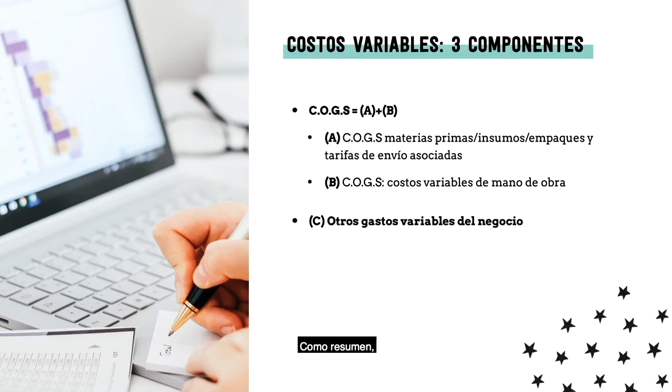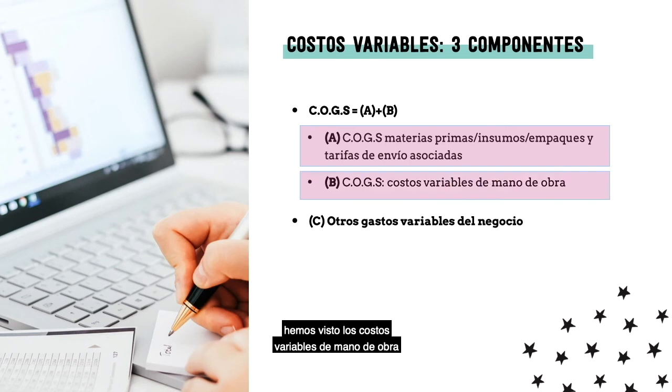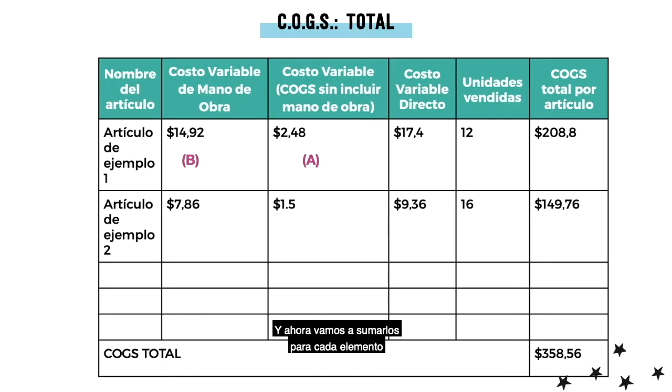So what we're doing here, just a little sum up, is that we've looked at the material and supplies part of the cost of goods sold. We've looked at the variable labor cost of the cost of goods sold. And now we're going to add them up for each item to figure out what the total variable cost for each item is. So in the first line of this table here, you can see we have 2.48 plus 14.92, which gives us a total variable cost of 17.4 for the example that we've been using.